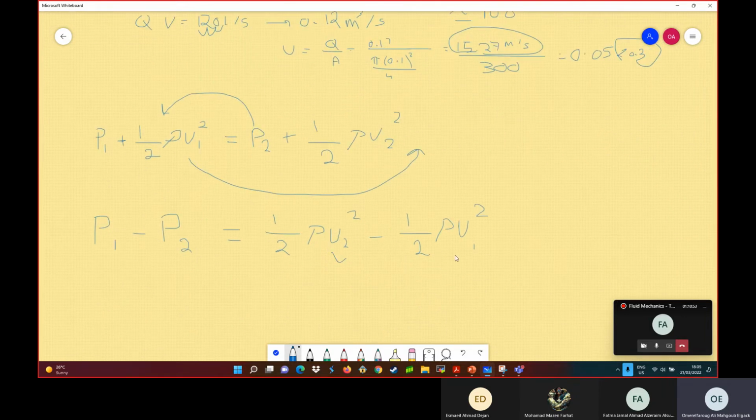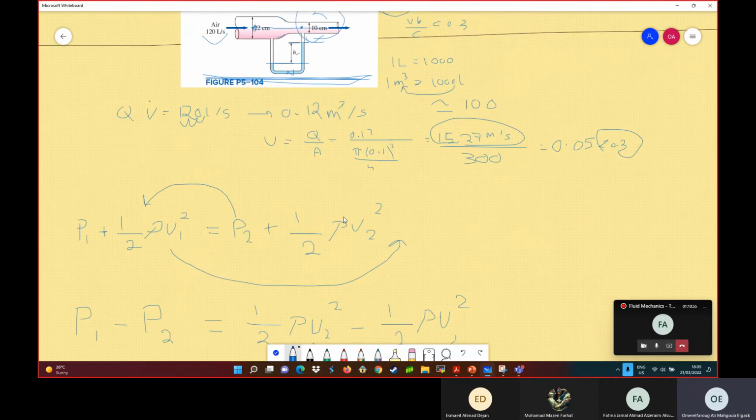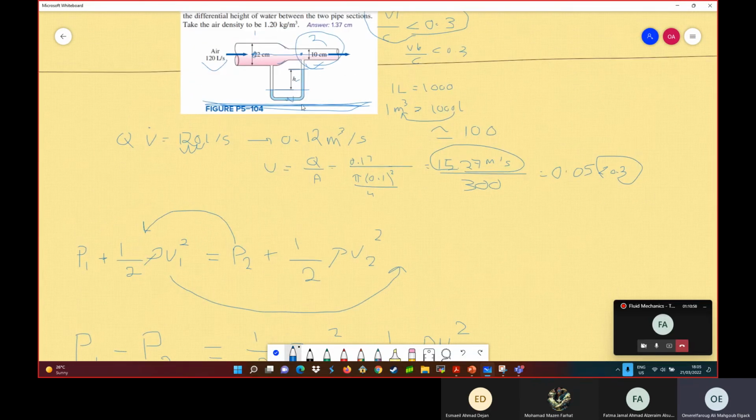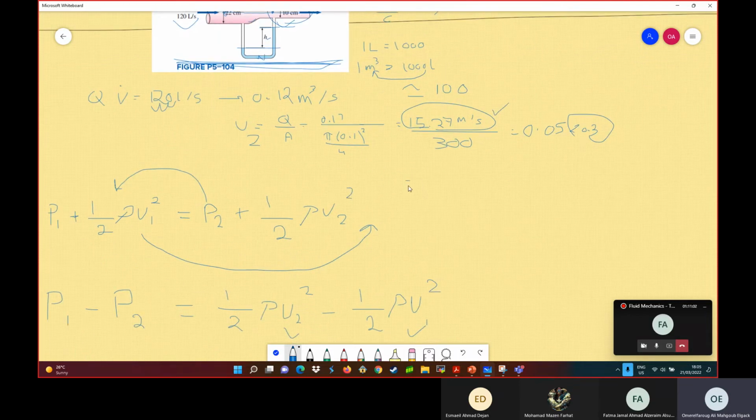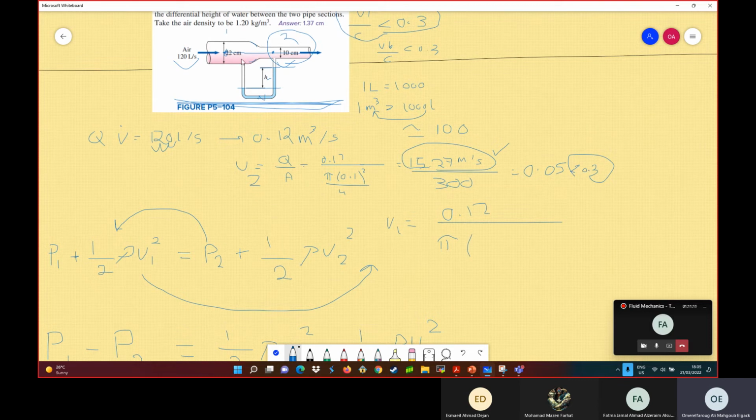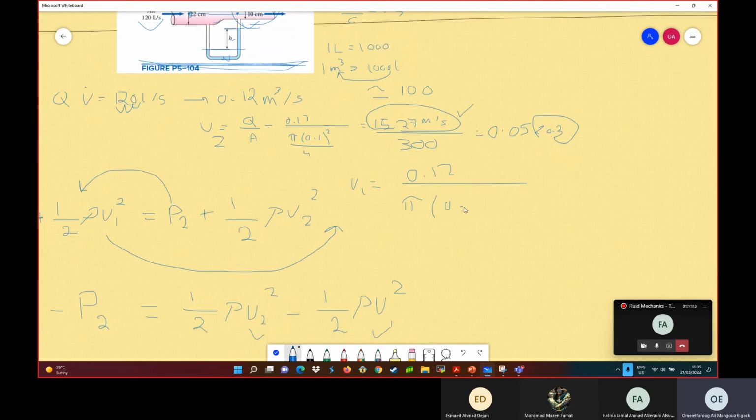V2 and V1 you can find easily by applying the continuity equation, because we just found V2. Apply it once again to find V1. V1 is equal to 0.12 divided by pi times the diameter at point 1, which is 22 centimeters, meaning 0.22 meter, divided by 4. This is the area in the denominator. This is the cross-sectional area, and this is the flow rate.